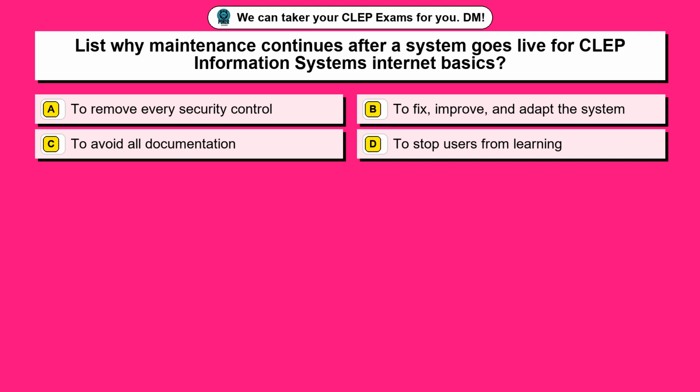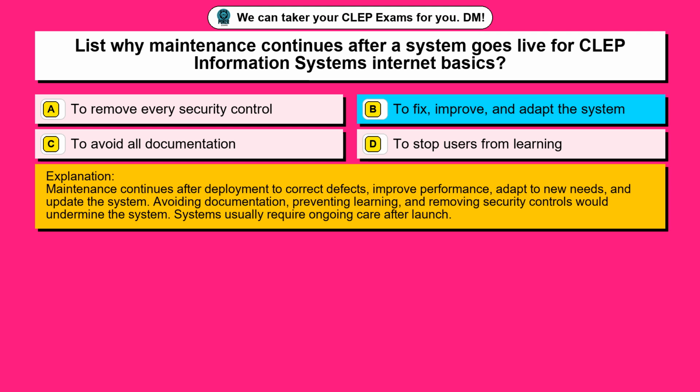Question 77. List why maintenance continues after a system goes live for CLEP Information Systems Internet Basics. Option A. To remove every security control. Option B. To fix, improve, and adapt the system. Option C. To avoid all documentation. Option D. To stop users from learning. The correct answer is option B. To fix, improve, and adapt the system.